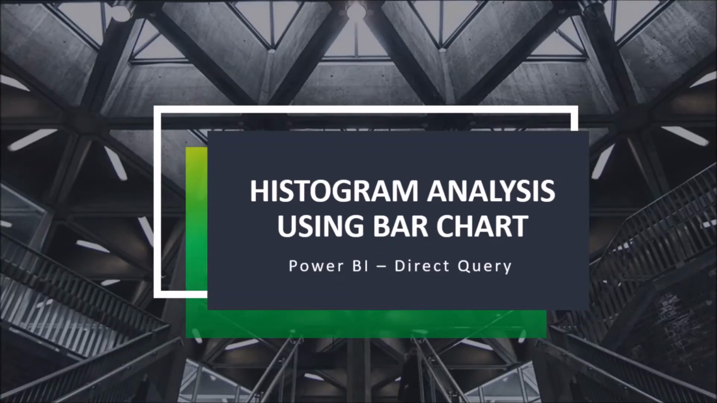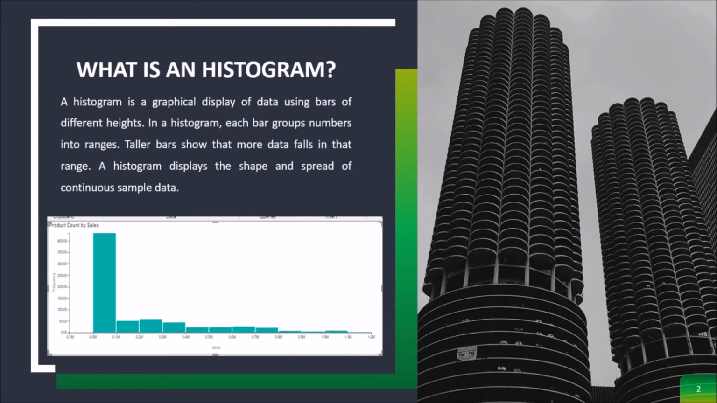Murli here. Today we are going to talk about histogram analysis using bar chart. Before going into the details, let's see what a histogram is. A histogram is a graphical display of data using bars of different heights. These bars are nothing but ranges of a particular measure, and the taller the bar, the more data is in that specific range.